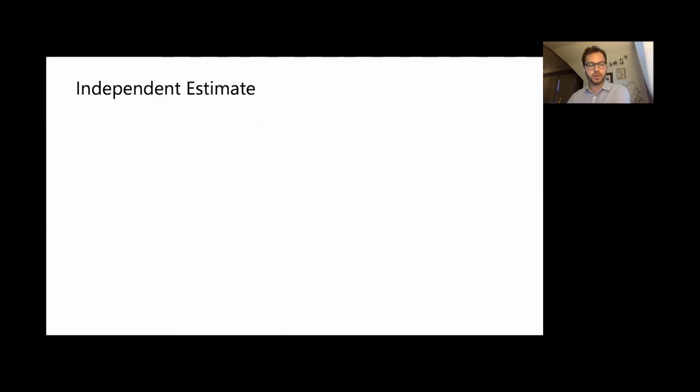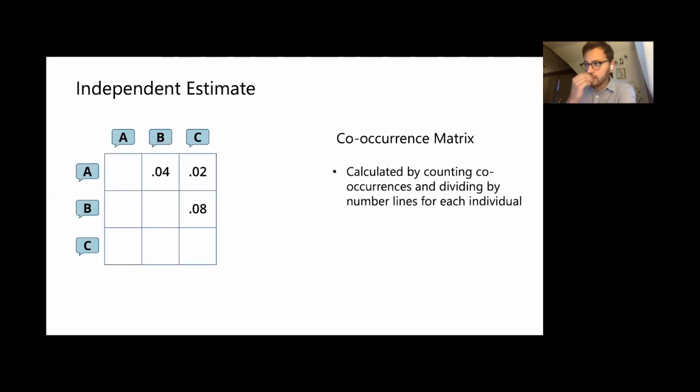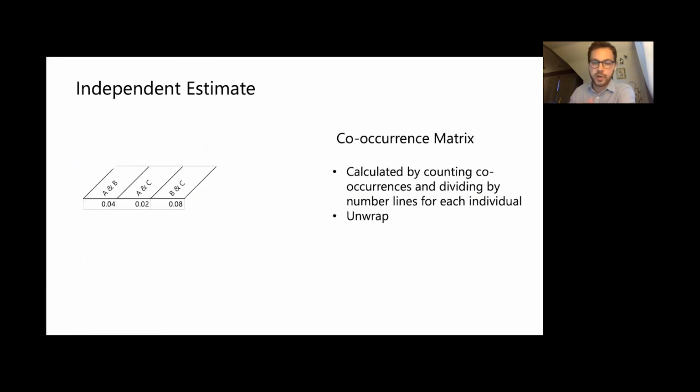So first, I'll walk through how I did that with the independent estimate. The first thing we want to do is calculate a co-occurrence matrix for a given individual. So here we're counting the co-occurrences that occur in their data and dividing it by the number of lines for each individual. And then we're going to unwrap that into a vector and normalize it. And so in a way, this is operationalizing this idea of communication density because it's accounting for the fact that individuals can have multiple codes appearing in their lines.